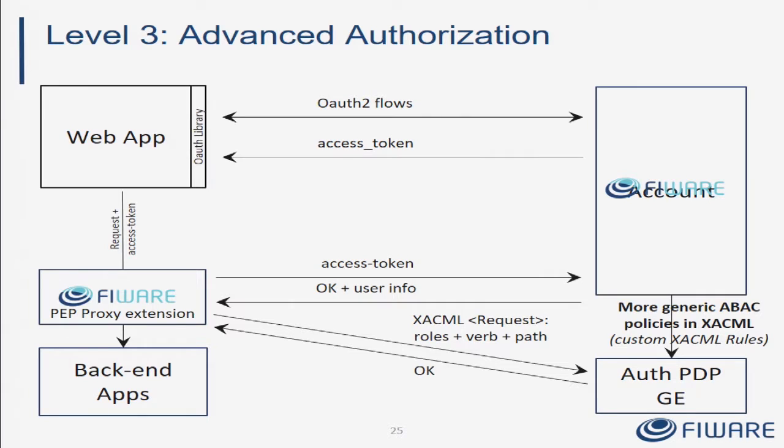The PEP Proxy will do the authentication, then the authorization with the XACML request. But in the policies enforced in the authorization PDP, you will do more complex things. So the policies will be more complex, using attributes with more complex functions and things like that. So you can do some more complex attribute-based access control policy there. So the flows are the same. It's only the evaluation of the policies in the authorization PDP generic library, which is a little bit more complex.